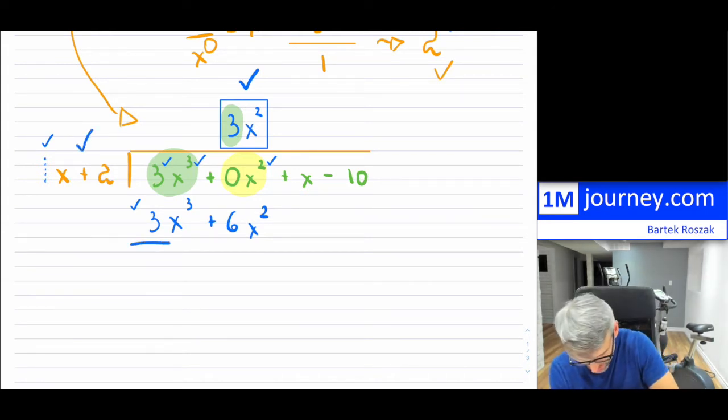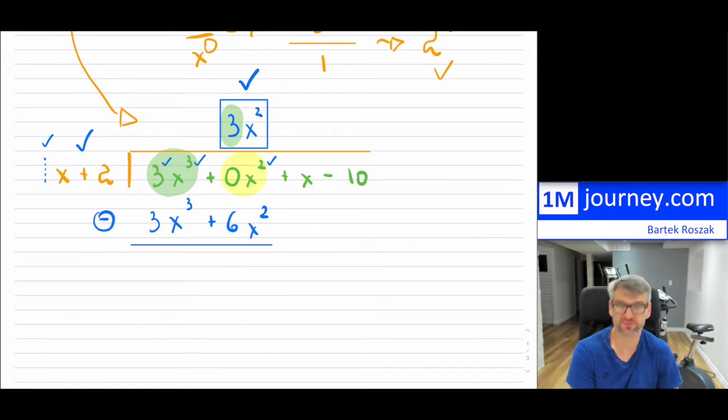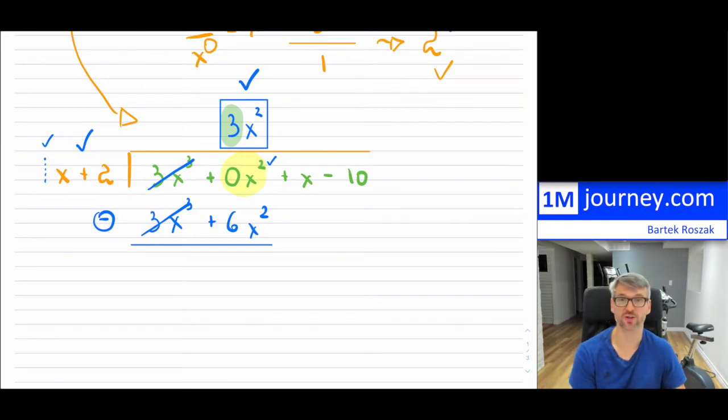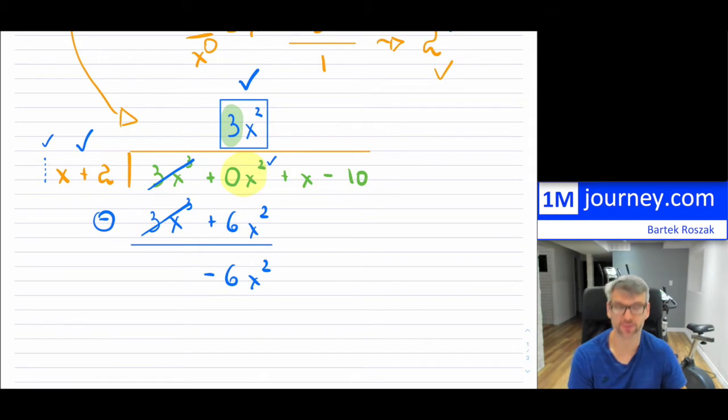And now, just like in your long division, I'm going to remove this right here. I want to be able to now subtract this to see what is left over, what my remainder is. Well, this is going to be gone, right? So 3x cubed minus 3x cubed is gone, which is what I wanted. And now I have 0x squared minus 6x squared, which is going to give me minus 6x squared remaining.